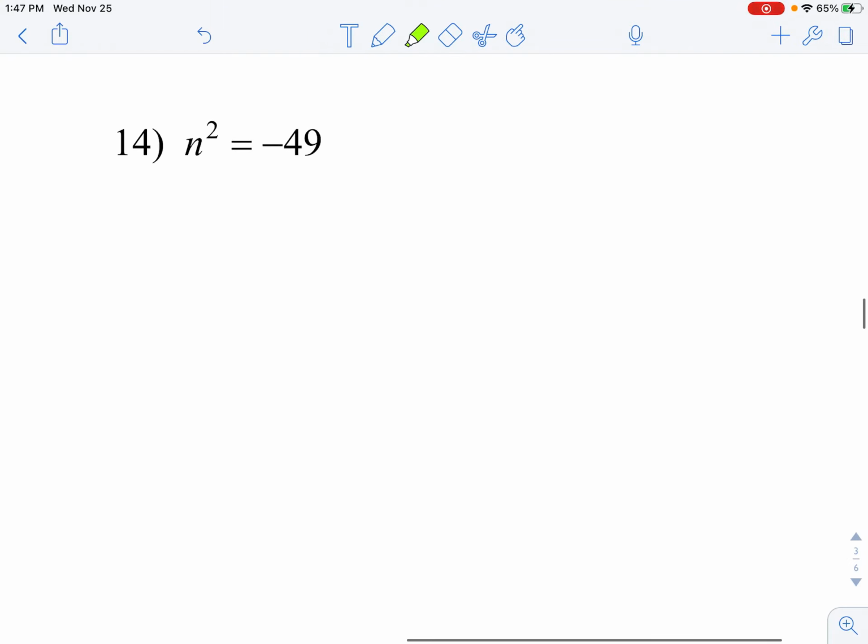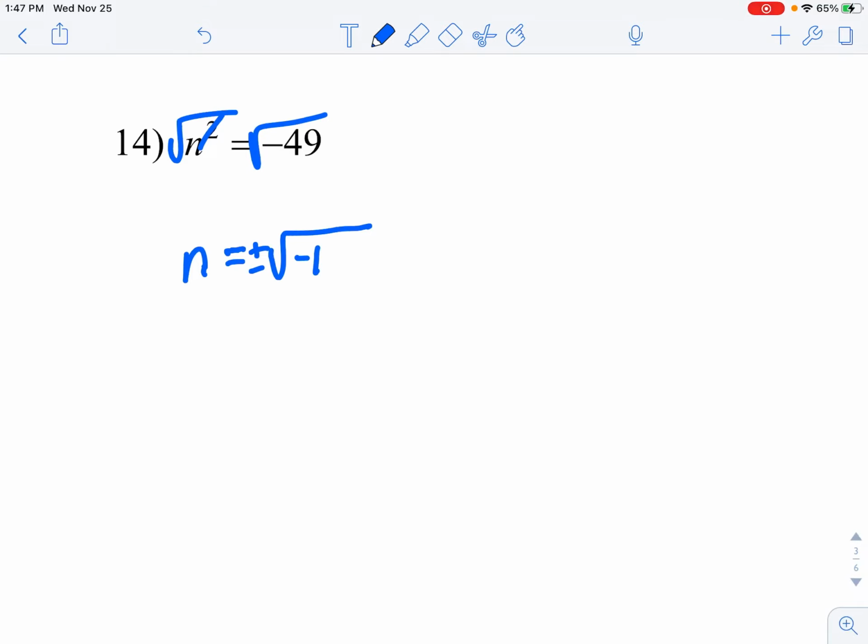Let's look at 14. Well, it looks pretty straightforward. If I want to solve for n, I just need to square root both sides, cancel out that square. But I get n equals the square root of negative 49. So here's how you want to look at this. The square root of negative 49. You've got to have the plus minus, let that be said. Negative 49 is really negative 1 times positive 49, right? So you could think of this as the square root of negative 1 times the square root of 49. What is the square root of negative 1? What is special about that?